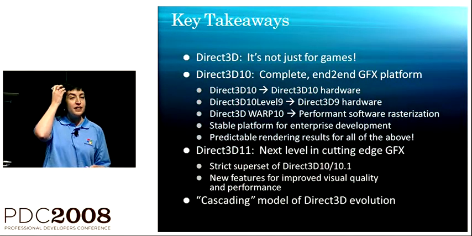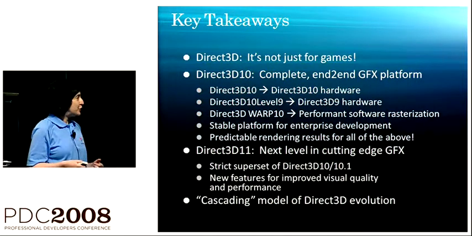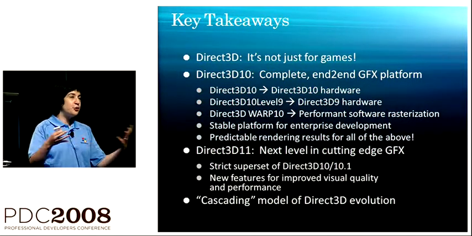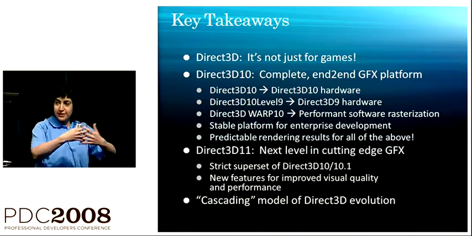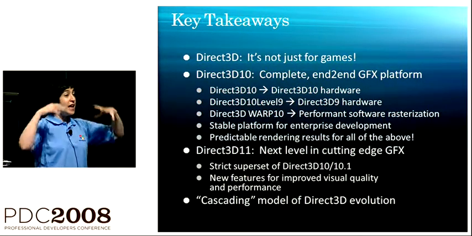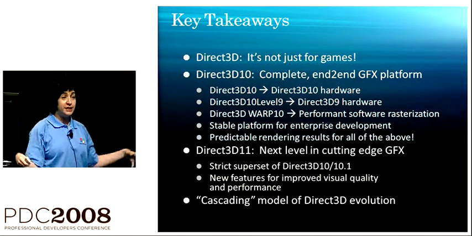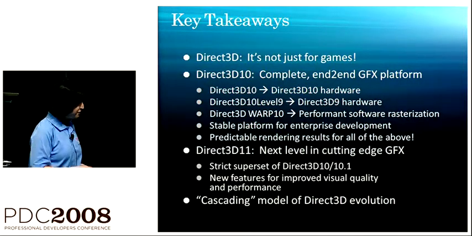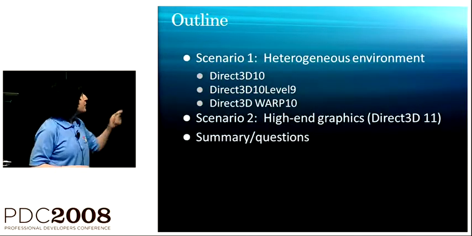And so you can think of this as a cascading model of Direct3D evolution. Direct3D N is the version for the widely available hardware that's out there in the ecosystem, and N+1 is a preview of the new cutting-edge features that we expect to eventually become widely available. So with those key takeaways in mind, here's how I'm going to get you there.